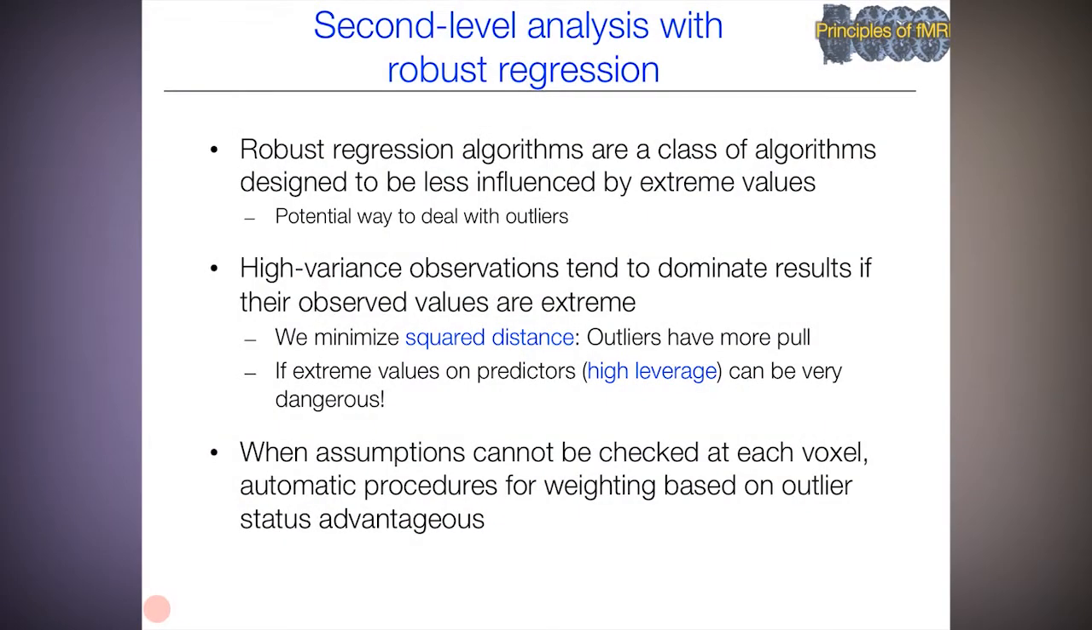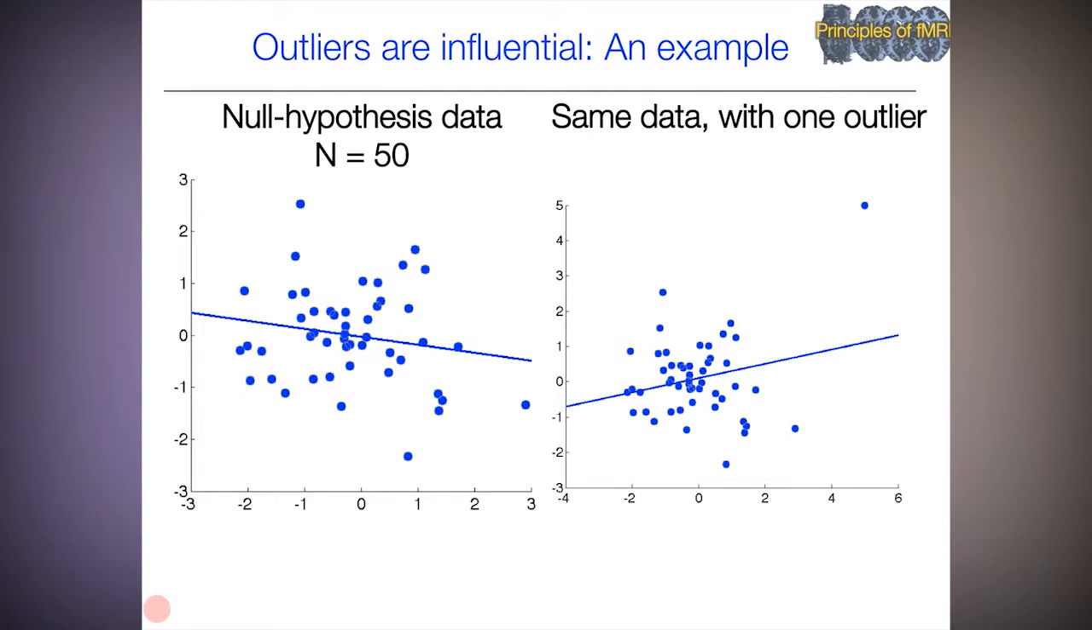When you can't check the assumptions at each voxel, and check for the normality of the distribution and the presence of outliers, then automatic procedures for weighting the observations based on their potential outlier status are advantageous. And that's what robust regression is all about. So let's look at an example.